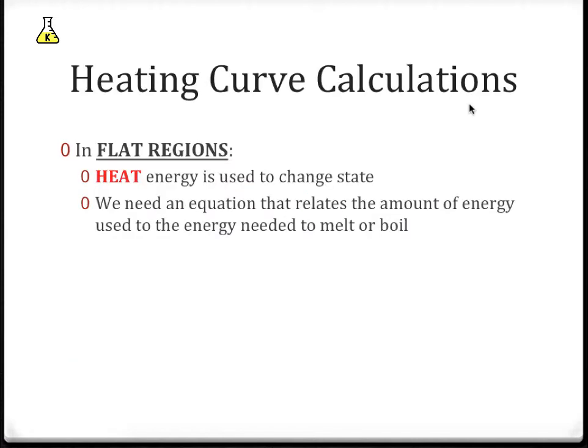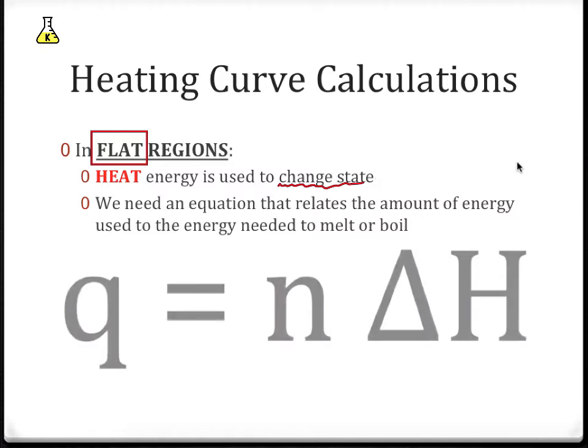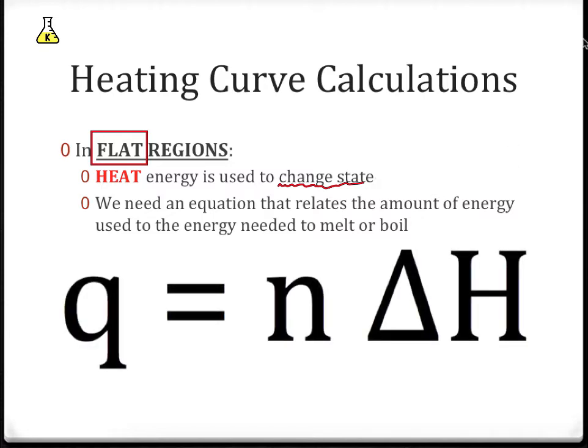Now we can move on to our second equation, or our second calculation that we'll be doing. This equation deals with when we're doing calculations for the flat regions on the chart. In the flat regions, our heat energy is being used to change state. Again, because it's a different use of the energy, we need a separate equation, and this equation needs to relate that quantity of energy to the amount of energy it takes to boil or melt a chemical per unit of chemical we have. That equation looks a little like this.